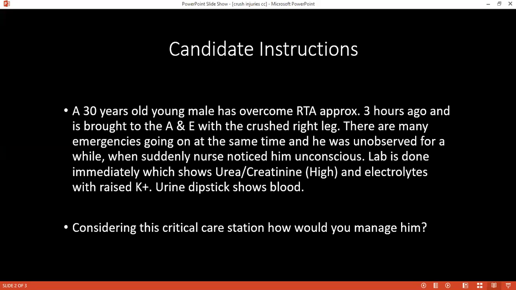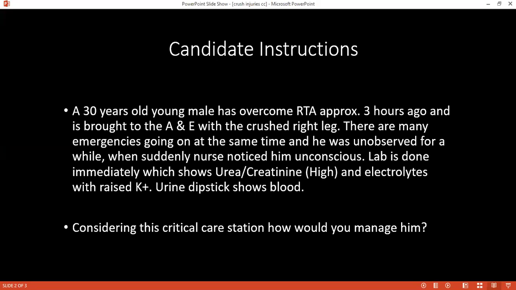Then we have to see the breathing. Not we, I. Okay, I will check the breathing. How is the breathing pattern? How is the breathing rate? Is there any asymmetry or not? Is there any sound or not? Then we have to look for circulation.